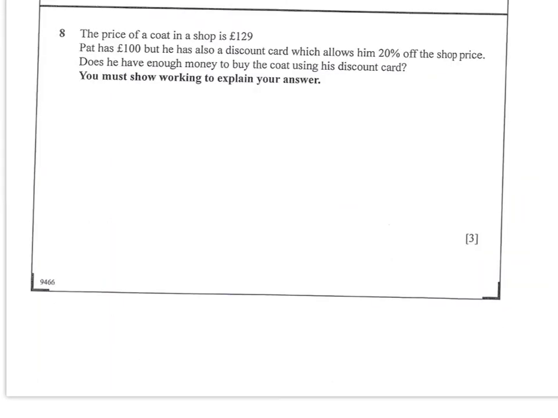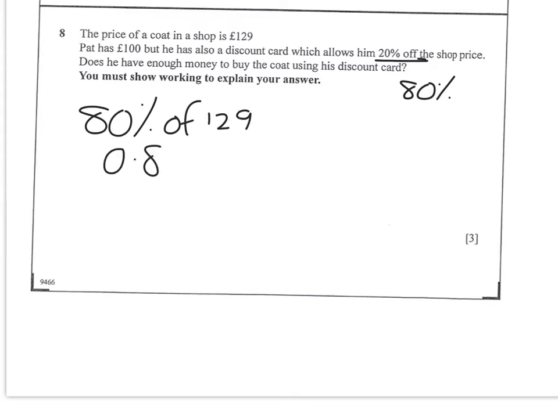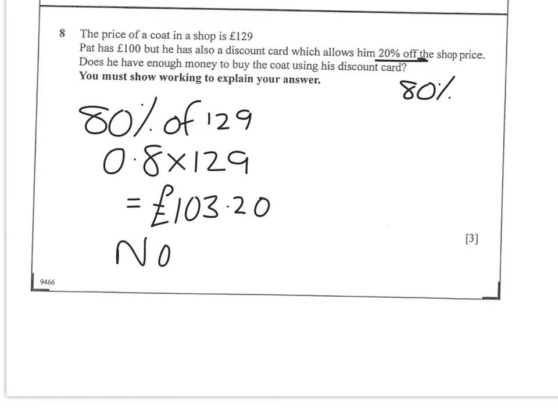So 20% off means you're paying 80%. So we want to work out 80% of 129. So that would be 0.8 times 129. And that gives us £103.20. Be really careful here. Make sure you put in the 2 decimal places. So no, he doesn't have enough money. Alternatively, you could have worked out 20.